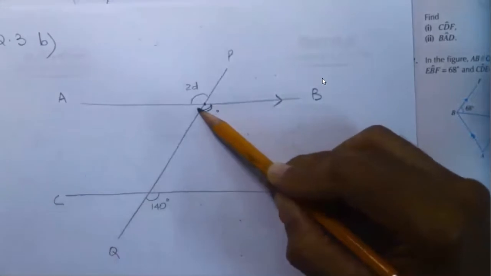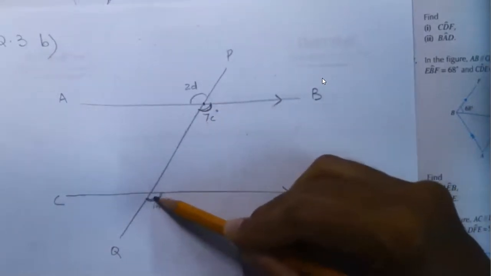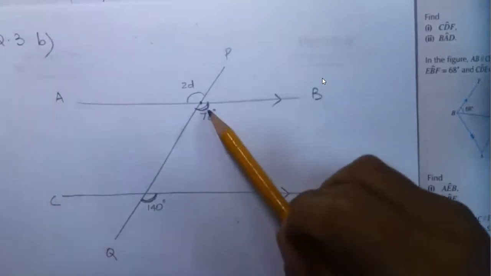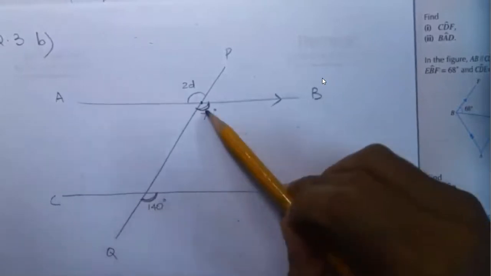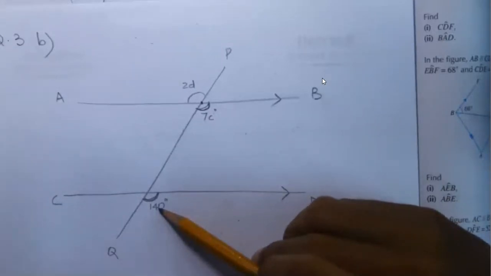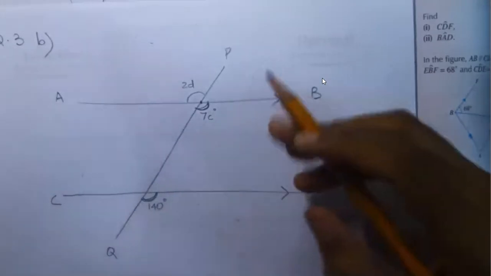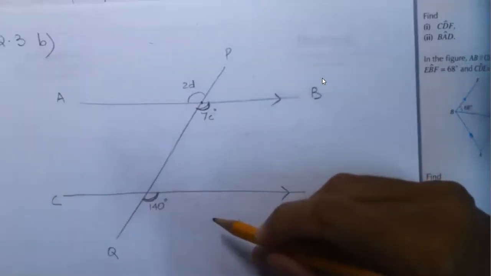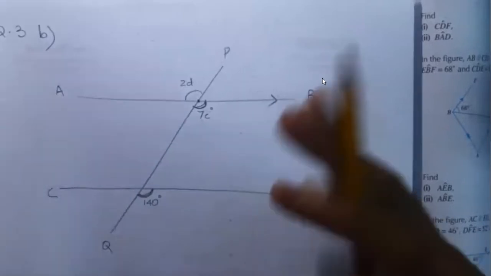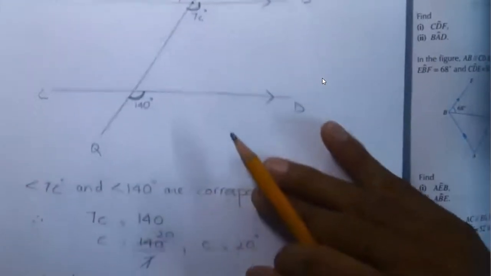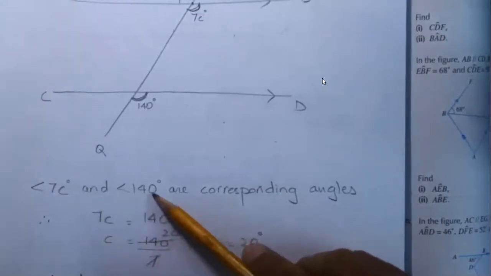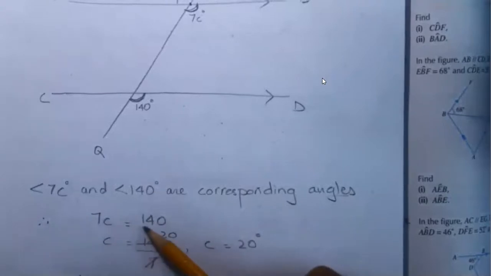Tell me, what sort of angles are these? I remember you answering me in the last math class very actively. So I'm sure that you know what corresponding and alternate and interior angles are, right? So tell me what these 2 angles are. These angles are called corresponding angles. Very good job. Corresponding angles are equal to each other. So because 7C is corresponding to 140, they are equal. Can we say 7C is equal to 140? Yes, miss. So we can write angle 7C degrees and angle 140 degrees are corresponding angles. So 7C is equal to 140.